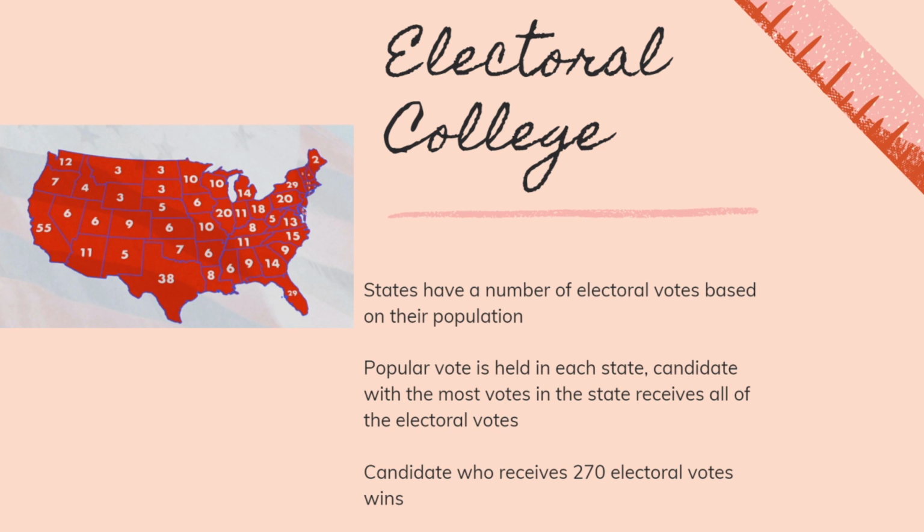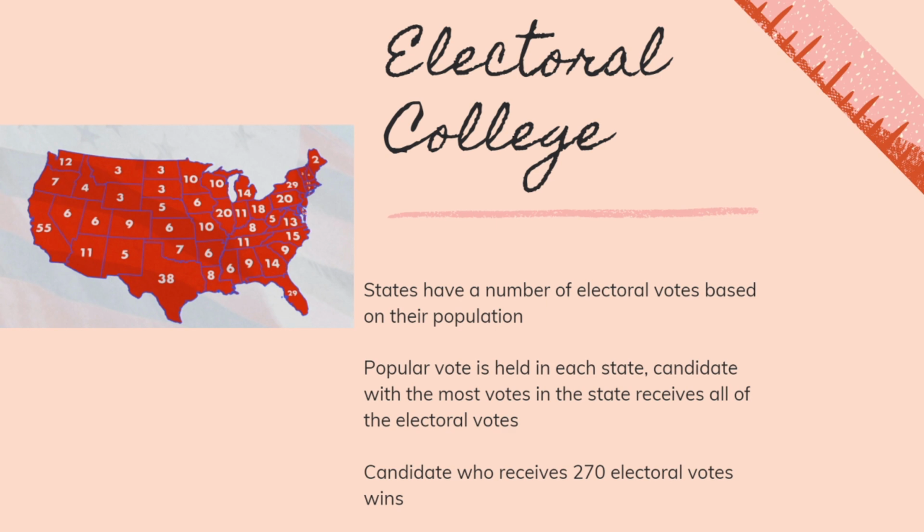Now, the way that the election is decided is through a popular vote in each state, and the candidate with the most votes in each state receives all of the electoral votes. So for example, in the 2020 election, Joe Biden won California, which means he got the majority of votes in that state. And as a result, he won all 55 electoral votes. Similarly, in this election, Donald Trump won the majority of votes in Texas, which means he won 38 electoral votes from that state. And the candidate who receives 270 electoral votes wins the election.